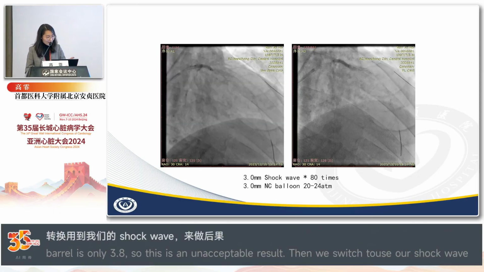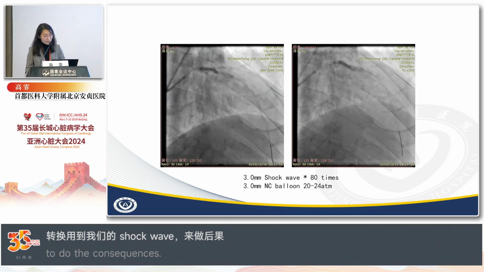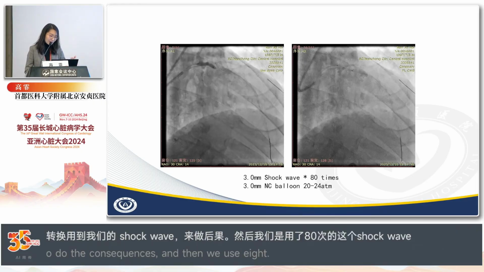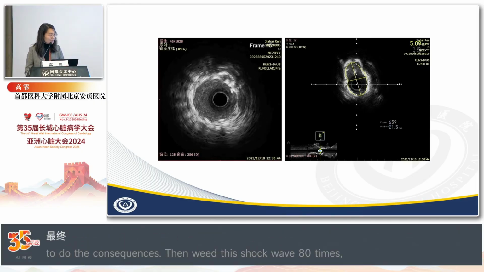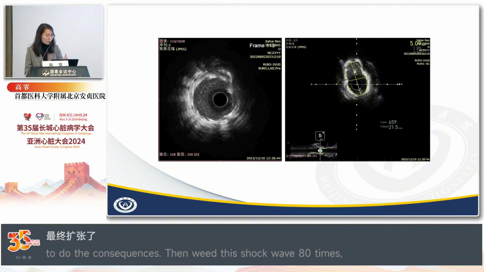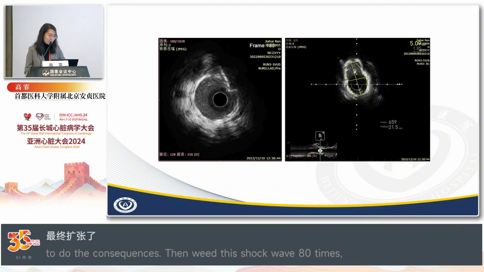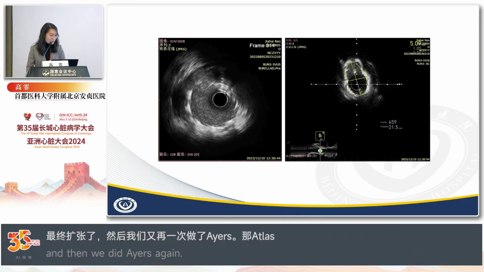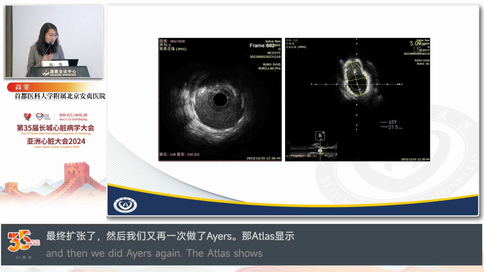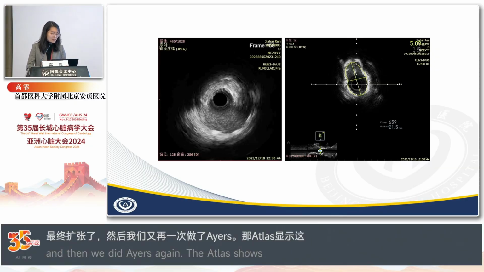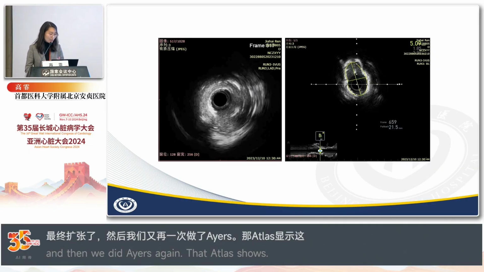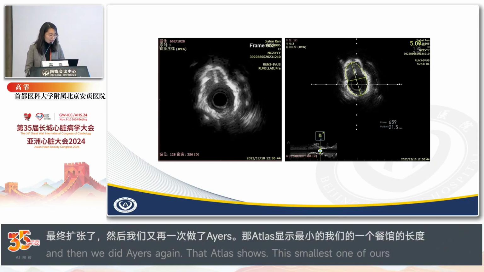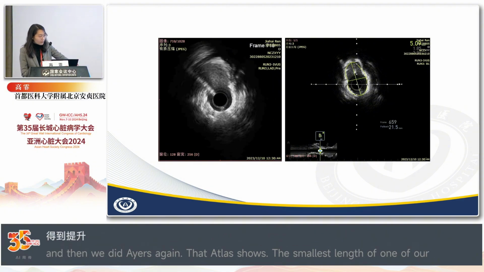And we used about 80 pulses of shockwave dilation. And finally, it's expandable. Then we performed the IVUS. The IVUS showed the minimum stent area increased from 3 to more than 5 square millimeters.